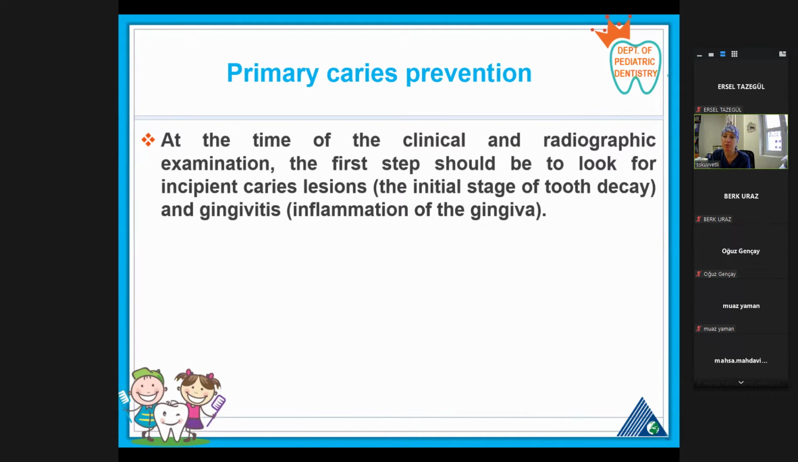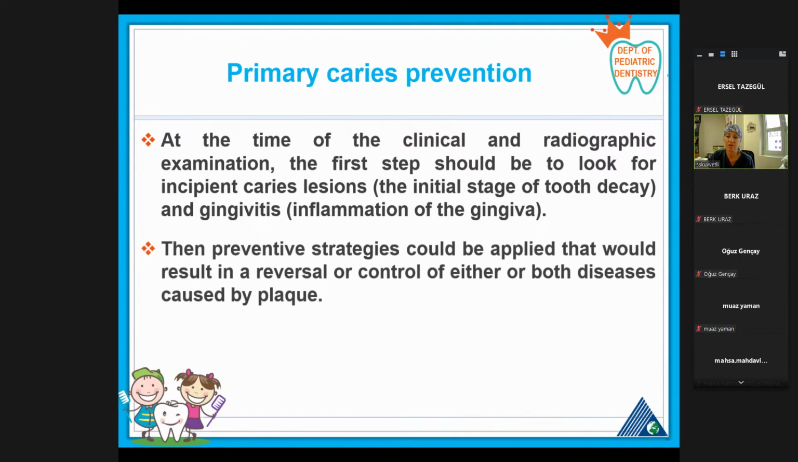And let's have a look at the primary caries prevention. At the time of the clinical and radiographic examination, the first step should be to look for incipient caries lesions, which is the initial stage of tooth decay, and gingivitis, which is the beginning of the periodontal disease, and it means the inflammation of the gingiva.